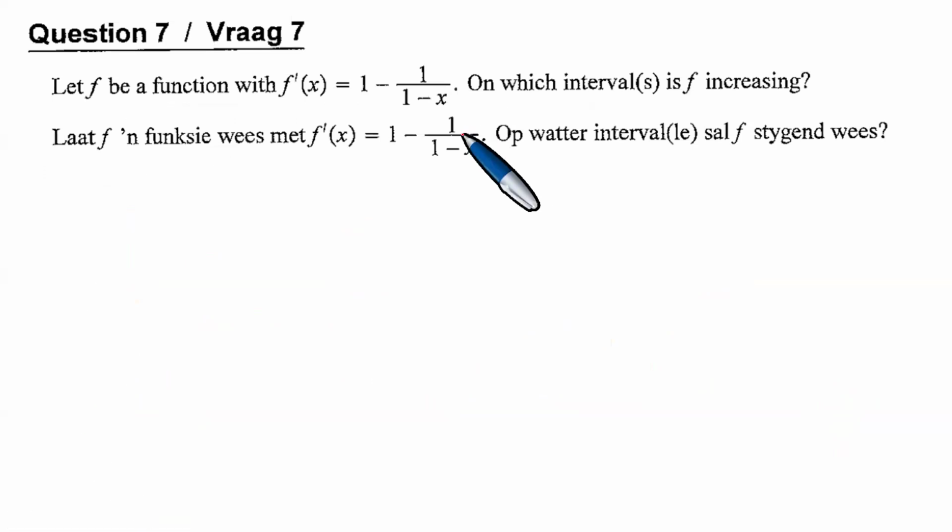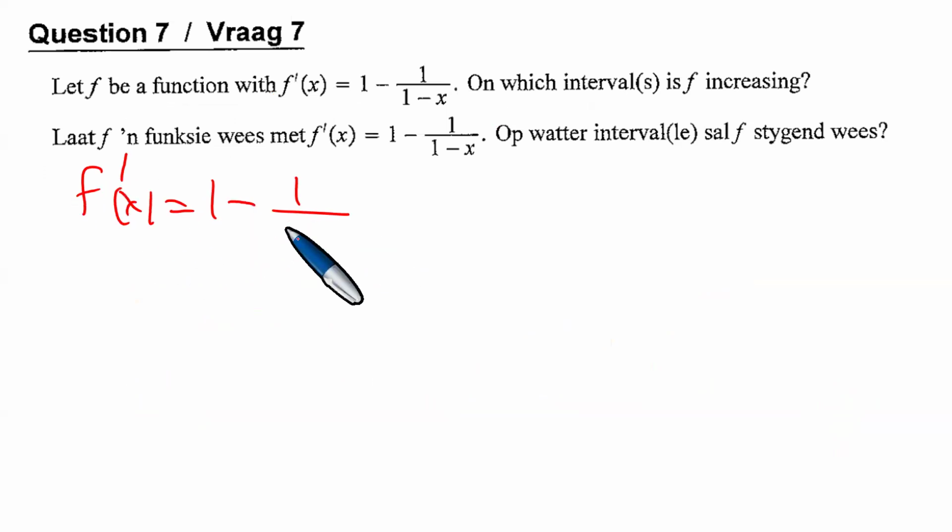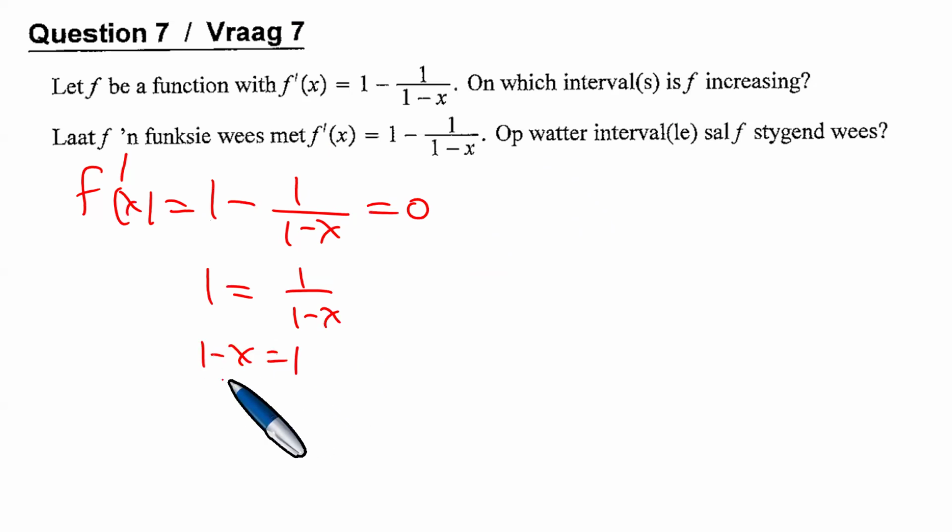Okay, let f be a function defined by this. On which intervals is the function increasing? Remember that this is already a derivative. So we have been given f prime, which is 1 minus this. Now, you need to find the critical points where we equate this to 0, which means that 1 minus x equals 1.